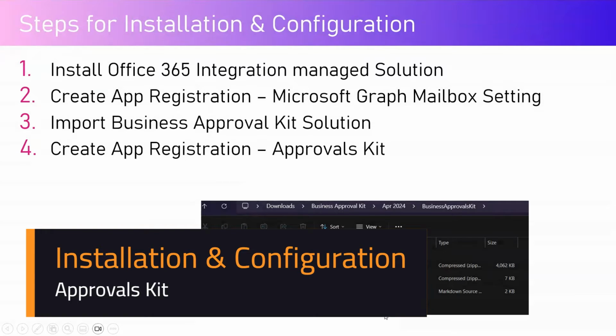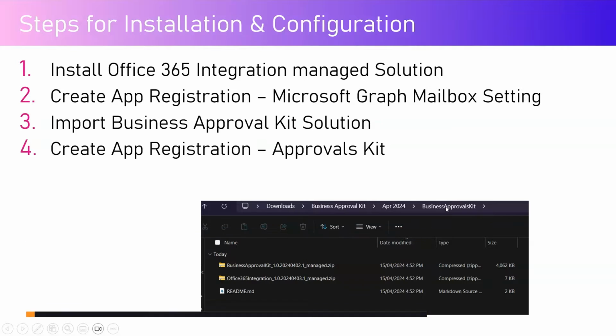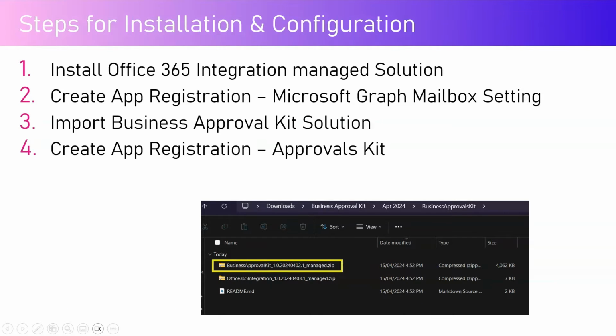So the steps for installation and configuration of Business Approval Kit are listed below. Now, if you download the solution, you will see two components. There are two managed components, Business Approval Kit managed and Office 365 Integration managed. So first, what you need to do is install the Office 365 Integration managed solution.